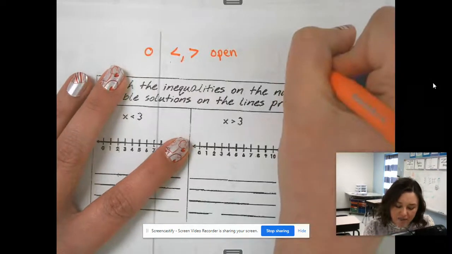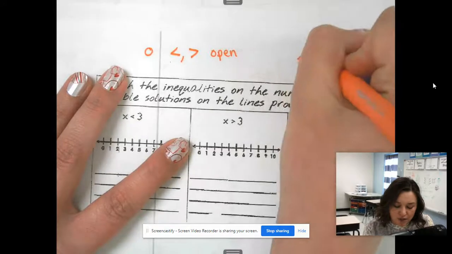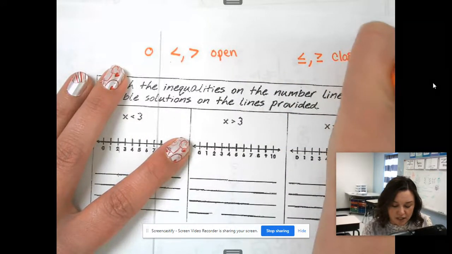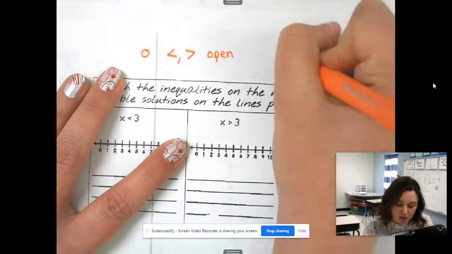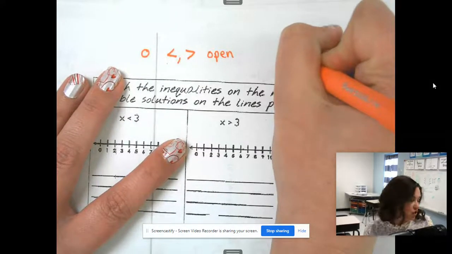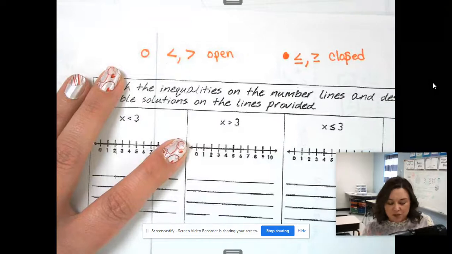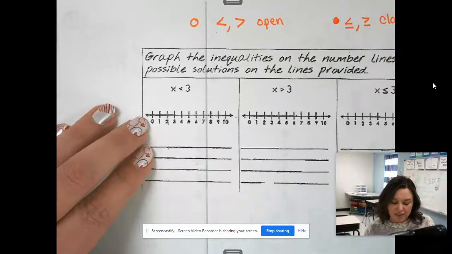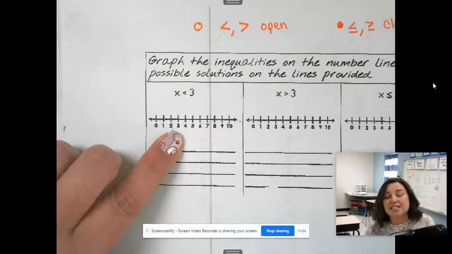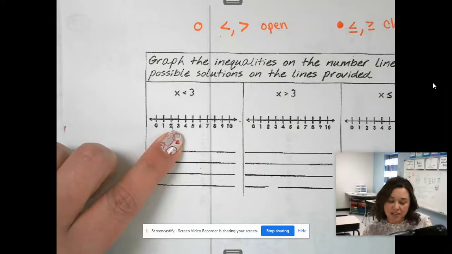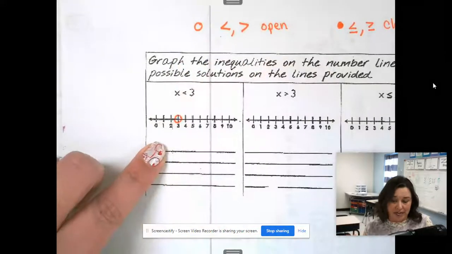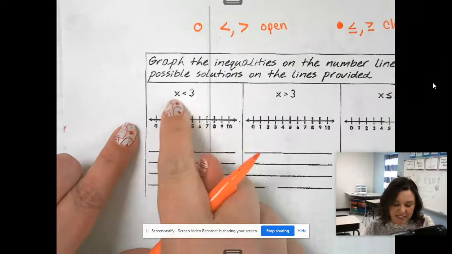But if you have a less than or equal to or a greater than or equal to, that's a closed circle. Misspelled closed, sorry. A closed circle, which means you're going to color it in. It means you're actually touching that circle. So let's do an example and show you. If I'm asked to graph x is less than 3, you're going to go to 3, and since this does not have an equal to line under it, you are going to put an open circle at 3, and then we're saying x is less than 3.